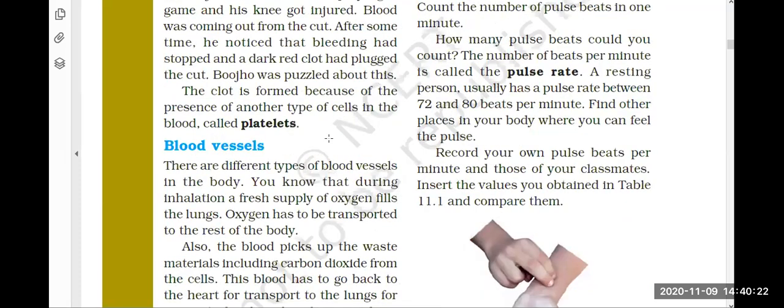Now, after that, we have blood vessels. Blood vessels are of how many types? Tell me. Blood vessels are generally of two types, arteries and veins. Both of them have very small mesh-like structures or tubes called capillaries, which are present at the exchange point. What's the meaning of exchange point? Tell me.